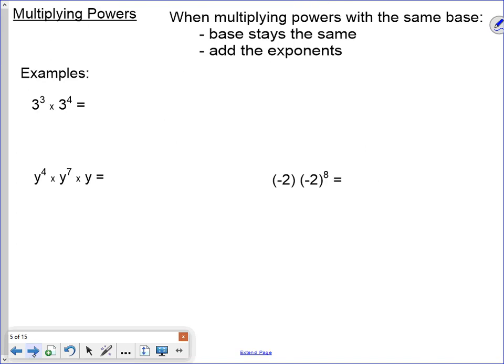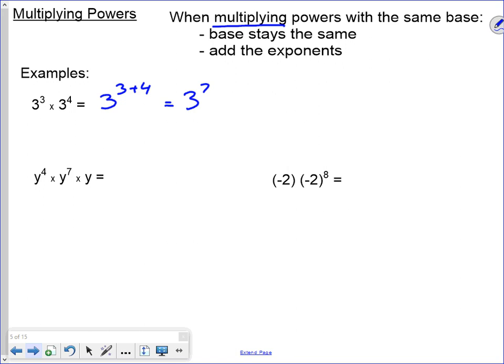Now, what about when we are multiplying, dividing, or have powers of powers? So simplifying expressions involving powers with the same base. First, let's look at multiplication. When multiplying powers with the same base, the base is going to stay the same, and we add our exponents. So in our first example here, we've got 3 to the power of 3 times 3 to the power of 4. Our base is 3, so our new base is still going to be 3, and we are going to add our two exponents to get our new exponent, 3 to the power of 7.